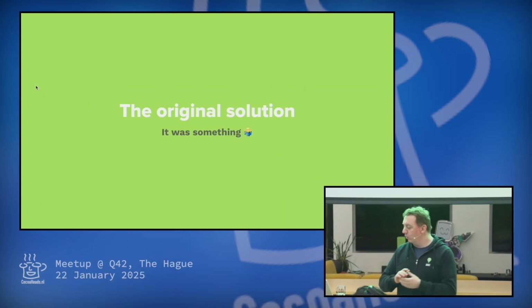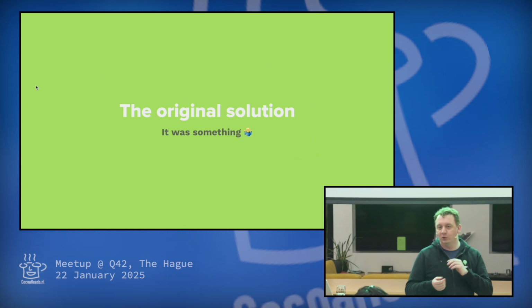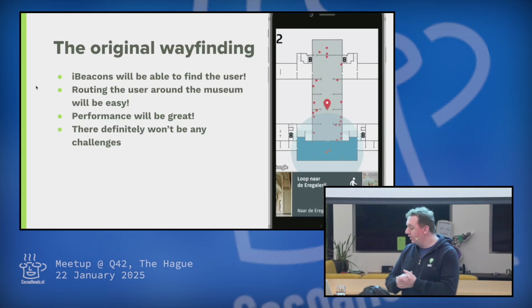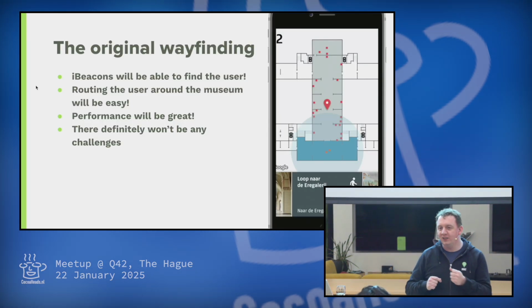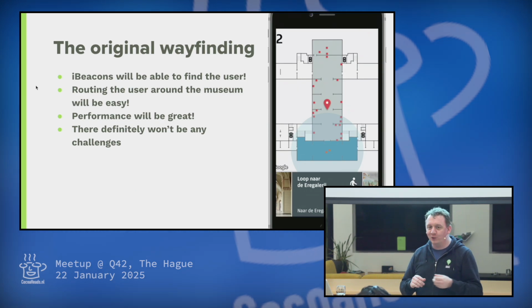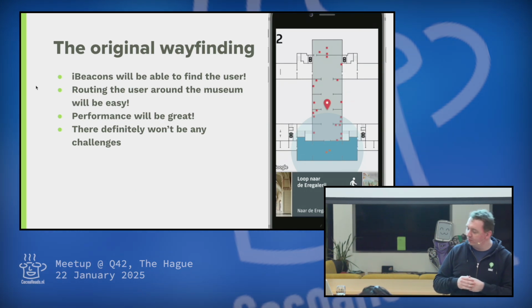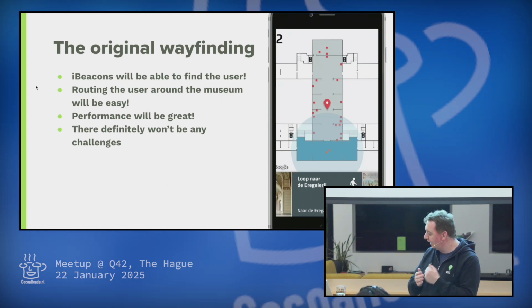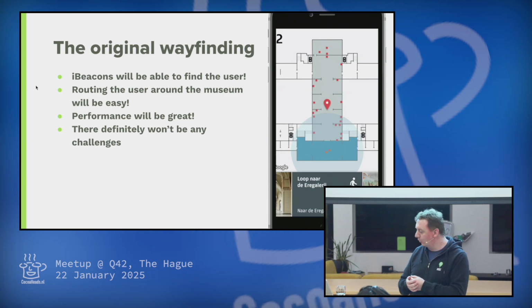So we'll get to the original solution for the wayfinding. The original solution was using the very cool iBeacons that Apple introduced. It would show the current location of the user on a map. It would be a great experience because the user wouldn't have to do anything. It would constantly show the location.